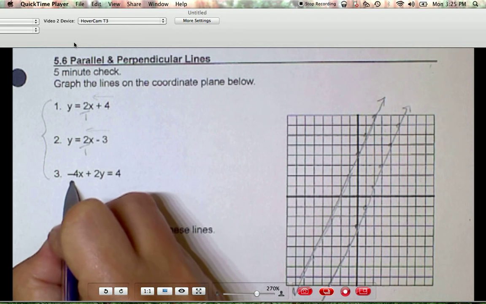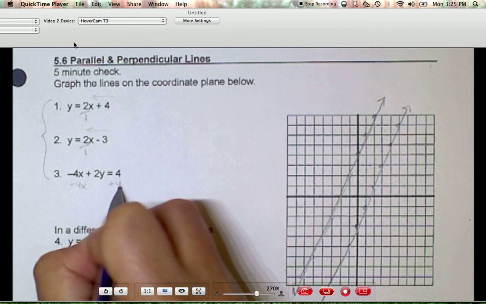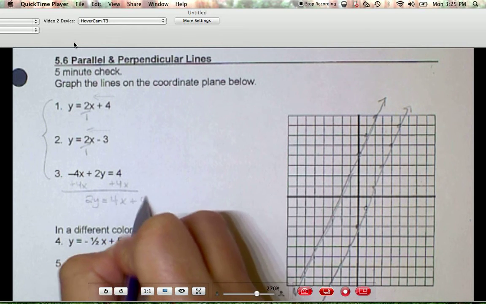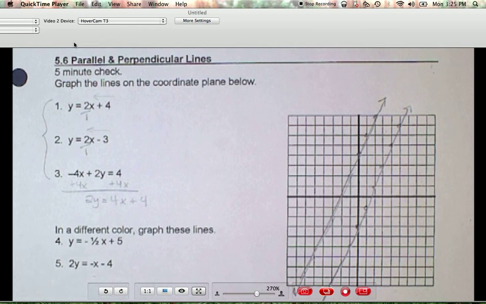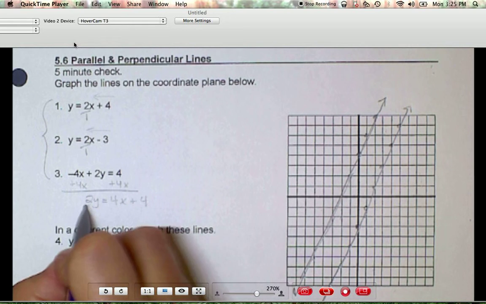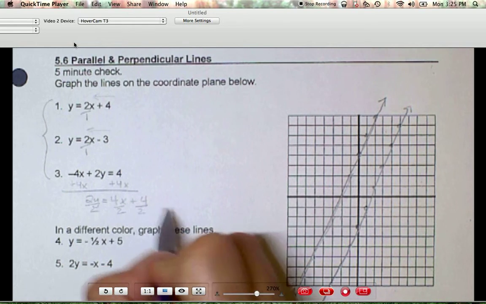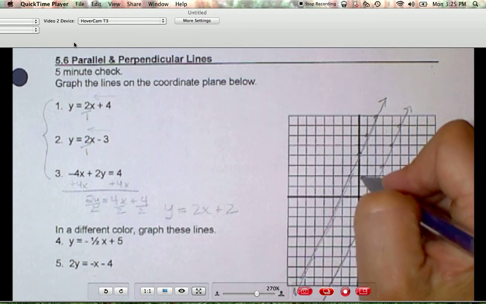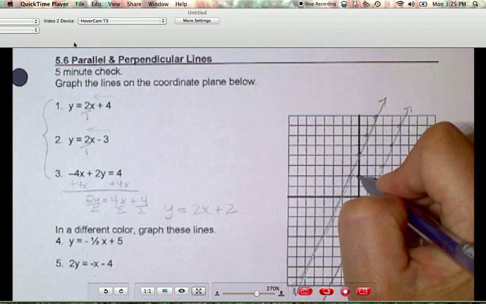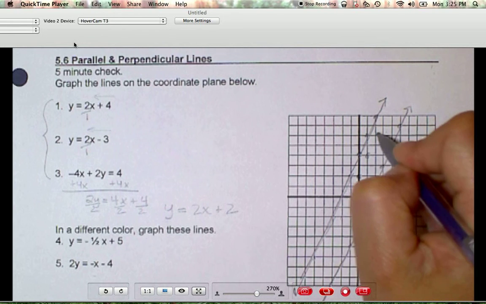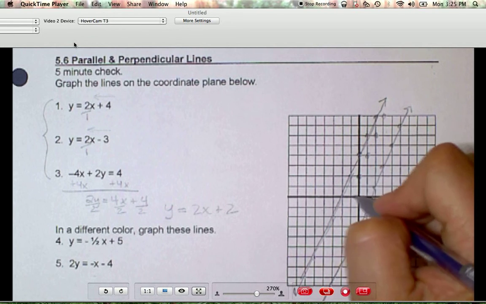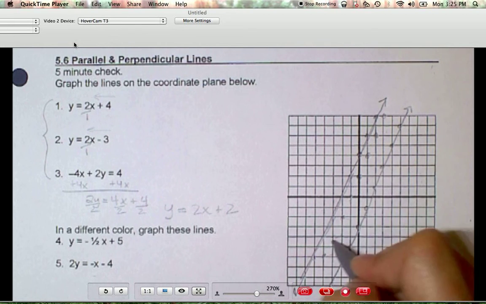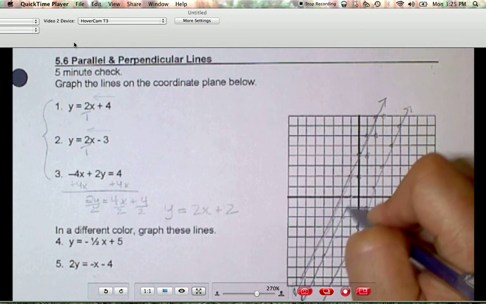And our third line is not in slope-intercept form, so we need to put this in slope-intercept form first. Add the 4x to both sides. 2y equals 4x plus 4. We still need to get y alone, so divide everything by 2, and we get y equals 2x plus 2. So this time we start at 2. We go up 2 and over 1, up and over, up and over, down and back, down and back. And here is our third line.